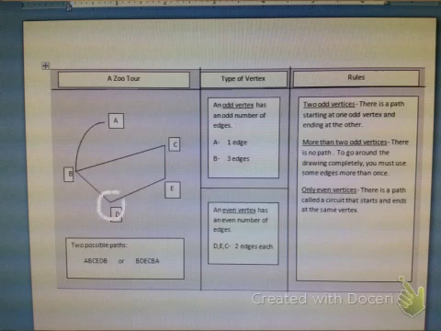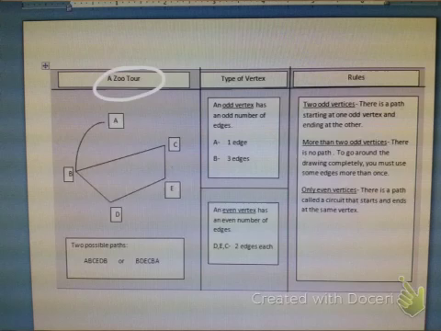Now, I have also written out rules. These rules apply for finding paths. Right here we have the rule for 2 odd vertices. When you're looking at a diagram like the one I've drawn here about the zoo tour, if there are 2 odd vertices, there is a path starting at one odd vertex and ending at the other.